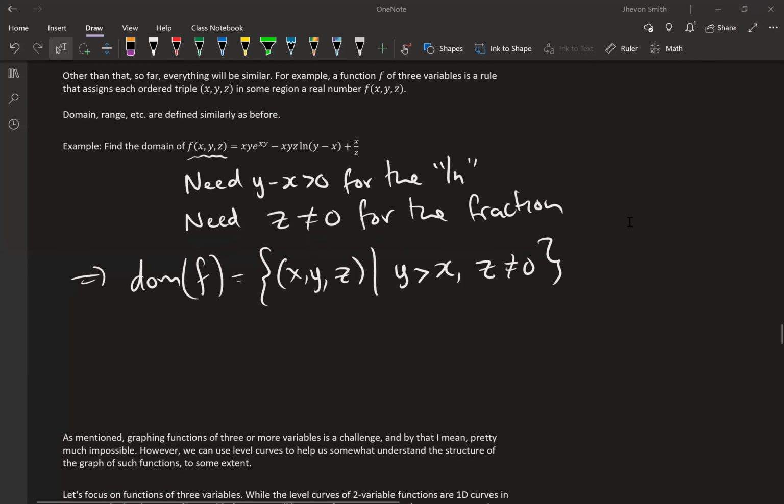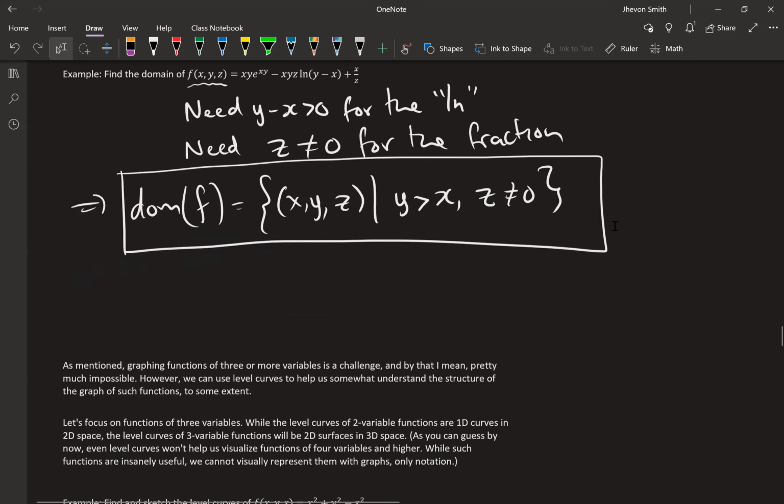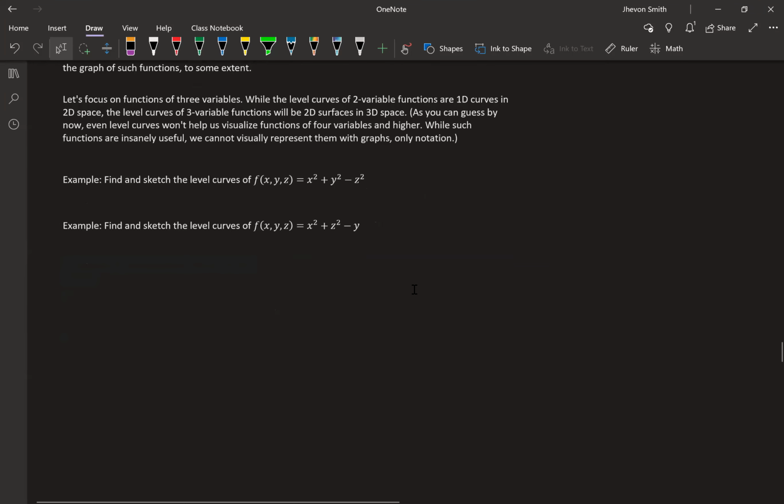Okay, so that's domain. Okay, nothing new there. We're going to move on. How about sketching these guys?